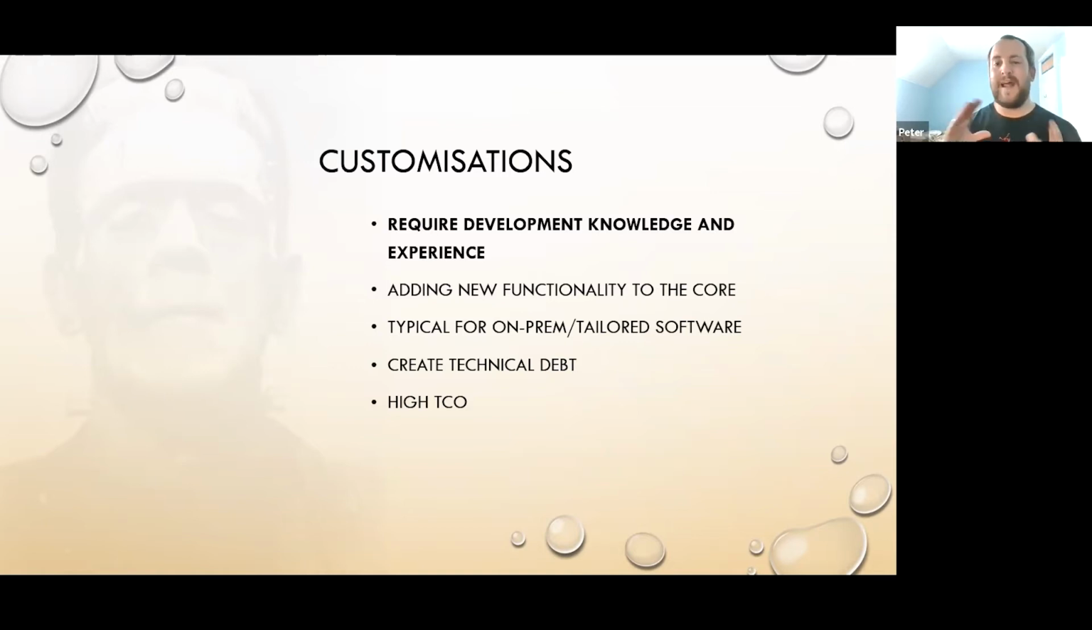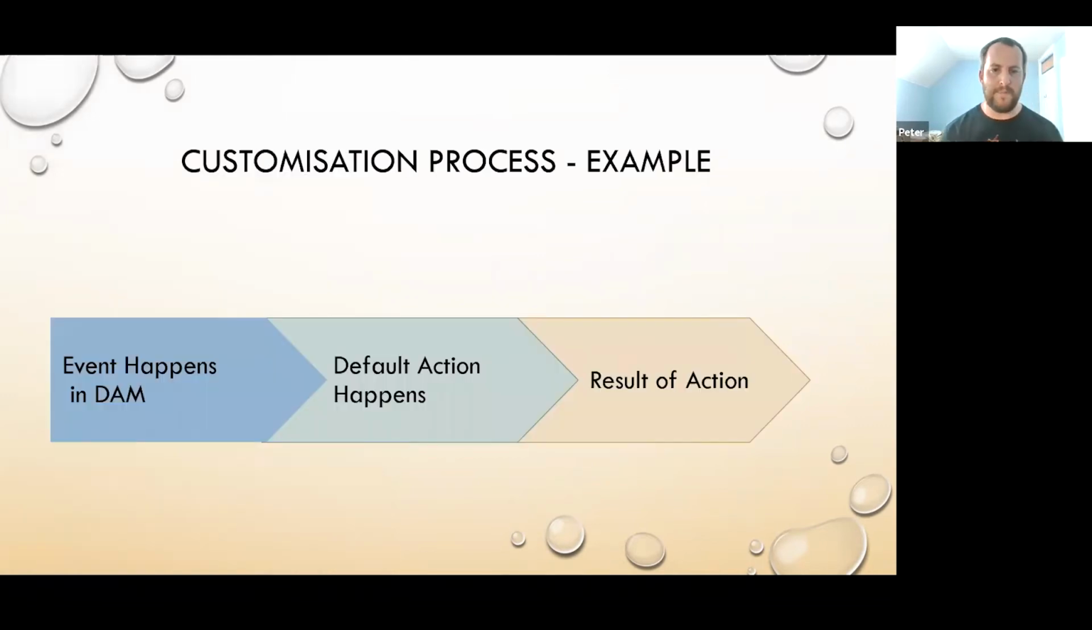Now, me rambling on, talking about it might confuse some of you. So I've done this little diagram here. Traditionally, when an event happens in your DAM, a default action would happen that the vendor would set up, and then you get the result of the action. Pretty simple. You do something in the DAM, something happens, you get a result of it.